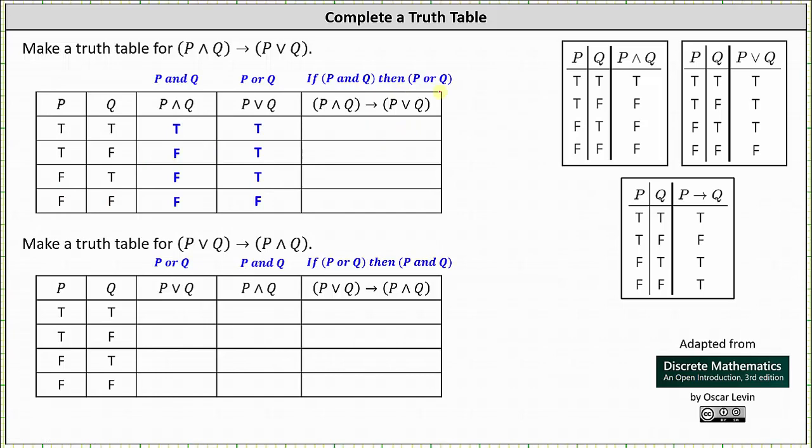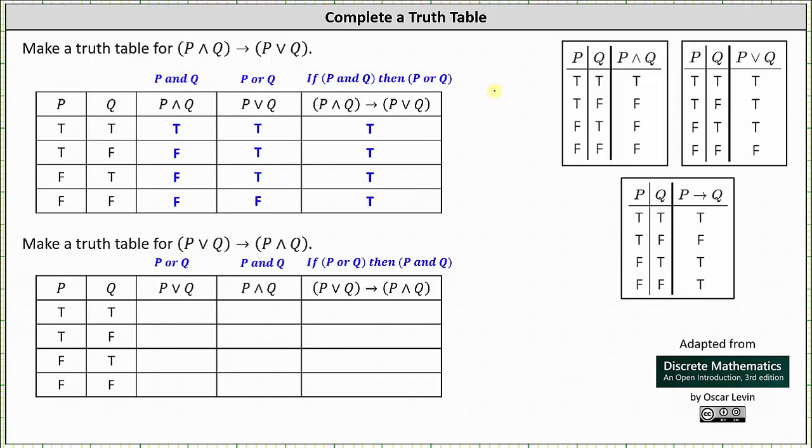Now for the given statement, an implication is false only when the hypothesis is true and the conclusion is false, which means when P and Q is true and P or Q is false. Notice there is no row where P and Q is true and P or Q is false, which indicates the given implication is always true. The fourth column is true, true, true, true.